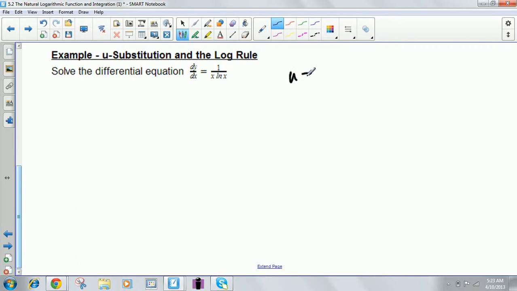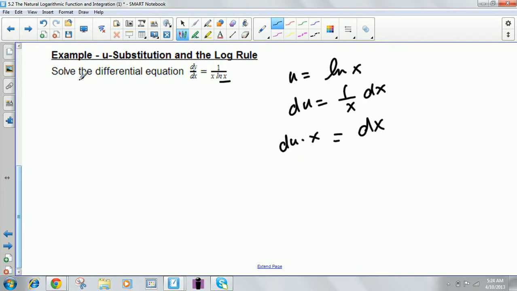So on this one, you're going to set up u. In this case, it has to be the natural log of x. When you find the derivative, the derivative of natural log of x, remember, is 1 over x. So it's going to be 1 over x dx, and then dx is du times x. We're going to make that substitution. We're solving the differential, so we're integrating. So then when you integrate, it's going to be 1 over x times u, because I substituted that in, times what's usually dx, but instead of dx, it's going to be du times x.